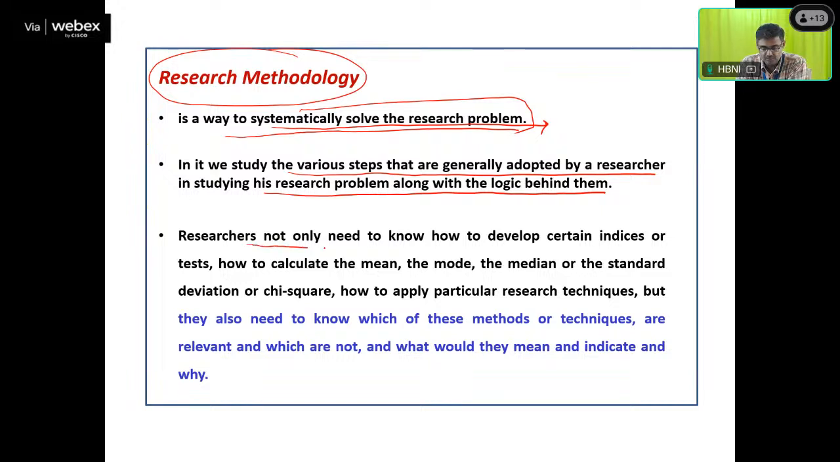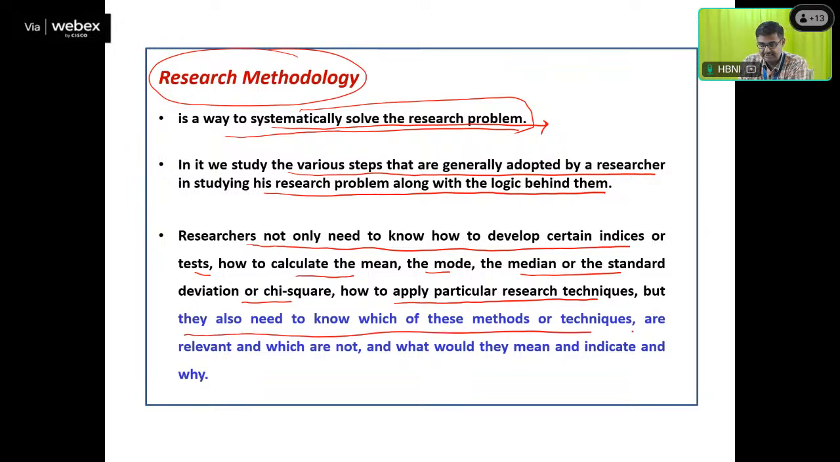Researchers not only need to know how to develop certain indices or tests, how to calculate the mean, the mode, the median, the standard deviation or chi-square, how to apply particular research techniques, but not only this is sufficient. They also need to know which of these methods or techniques are relevant and which are not, and what they would mean and indicate and why.